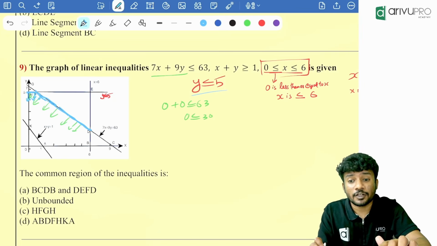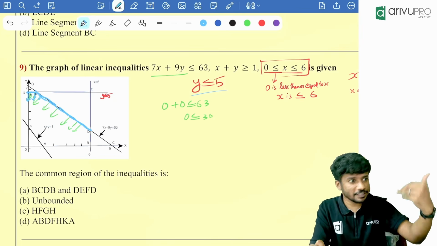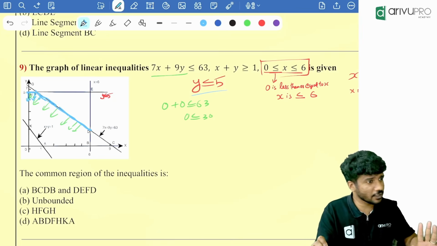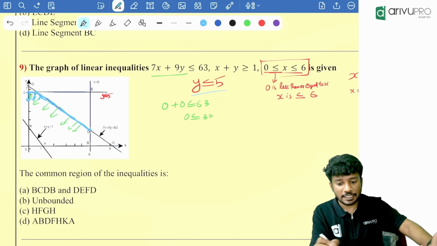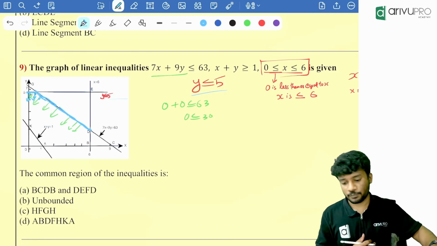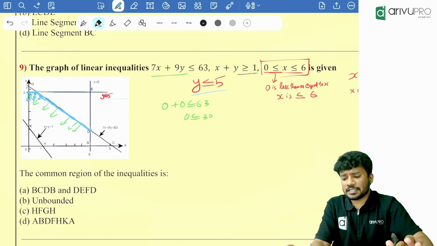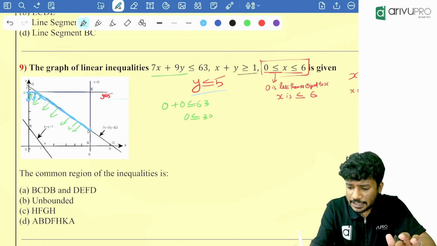Why? Do you know why we are taking y is less than or equal to 5? Because the upper part of the graph is not given. So we can say that it is less than or equal to 5. It will be given in the question. If it is not given, in such a question, you will assume that y is less than or equal to 5. Then x plus y is greater than 1.